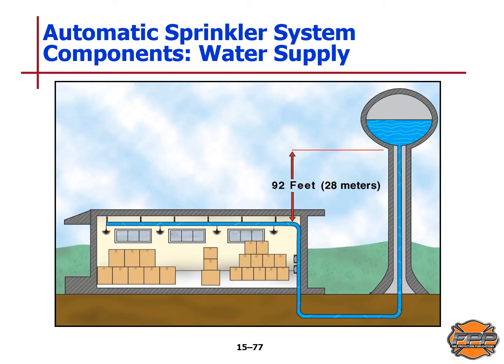This is an example of an automatic sprinkler system component with water supply. You can see the water tank is 92 feet or 28 meters above the sprinkler system that it feeds.